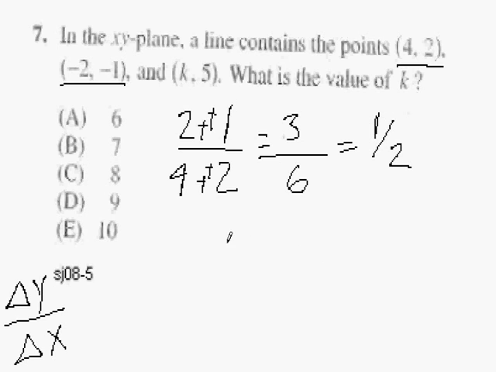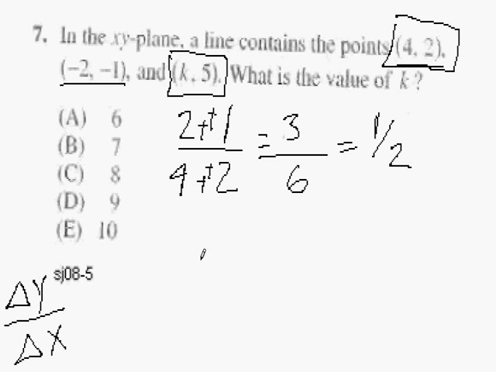What else do we know? We know there's another point, and the other point is (k, 5). So we know that the slope from (k, 5) to (4, 2) is also going to be 1/2.